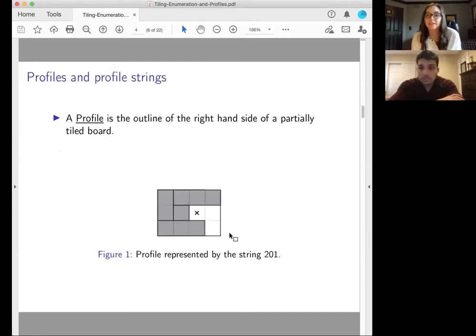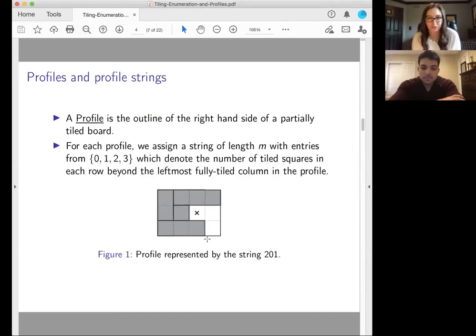So profiles are the outline of the right-hand side of a partially tiled board, and we can see a profile below. And these profiles can be represented by strings. So the profile below would be a 2, 0, 1 string. And so for each profile, we're going to assign them a string length of m, which can be 0, 1, 2, or 3. And these are going to denote the number of tiled squares in each of the rows beyond the leftmost fully tiled column in the profile. So in the example below, there are two fully tiled columns to the left, which is why our profile is 2, 0, 1 rather than 4, 2, 3.